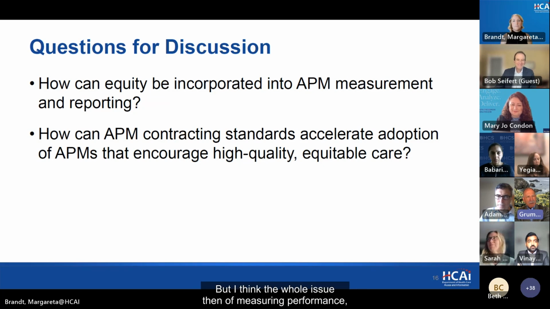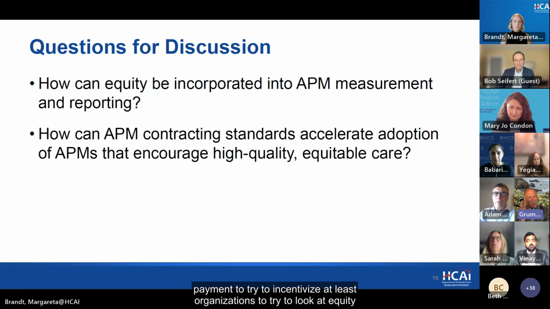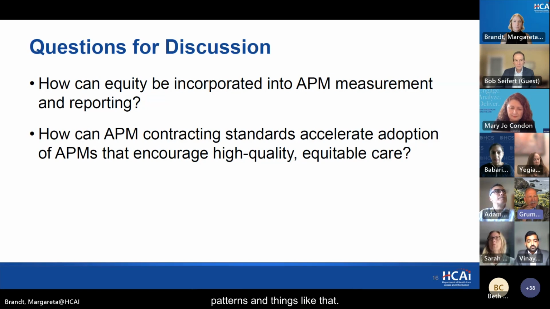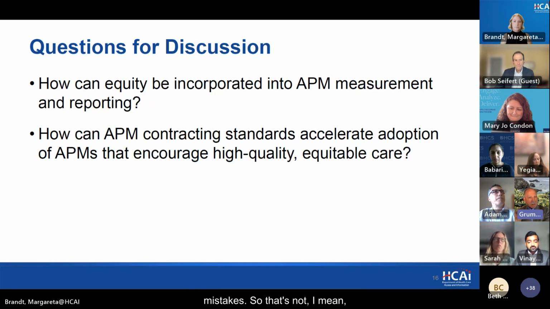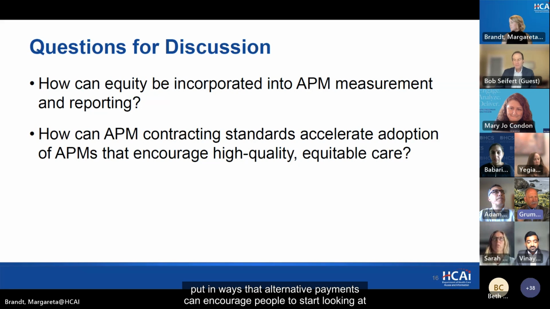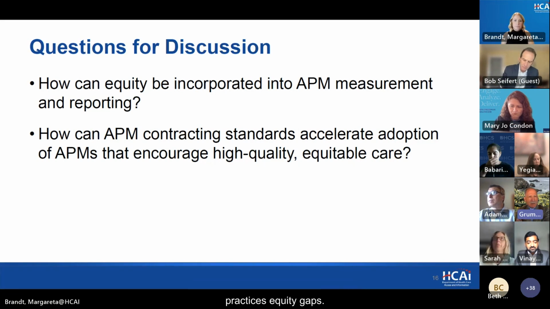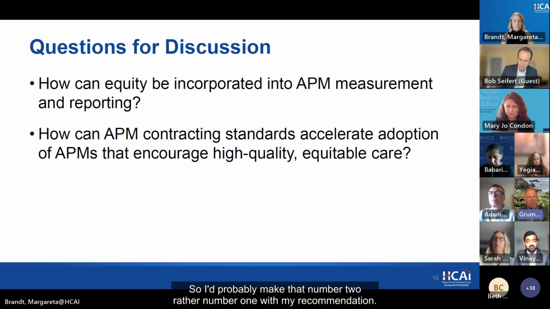But I think the whole issue of measuring performance is really fraught. There's a lot of literature out there, and I think there are ways you can use payment to try to incentivize organizations to look at equity patterns. I just think you have to do it very carefully because you can easily make mistakes. I put in ways that alternative payments can encourage people to start looking at patterns of care and think about what they are doing to address equity gaps within their practices. But I think that takes a lot of care to do. So I'd probably make that number 2 rather than number 1 on my recommendation.